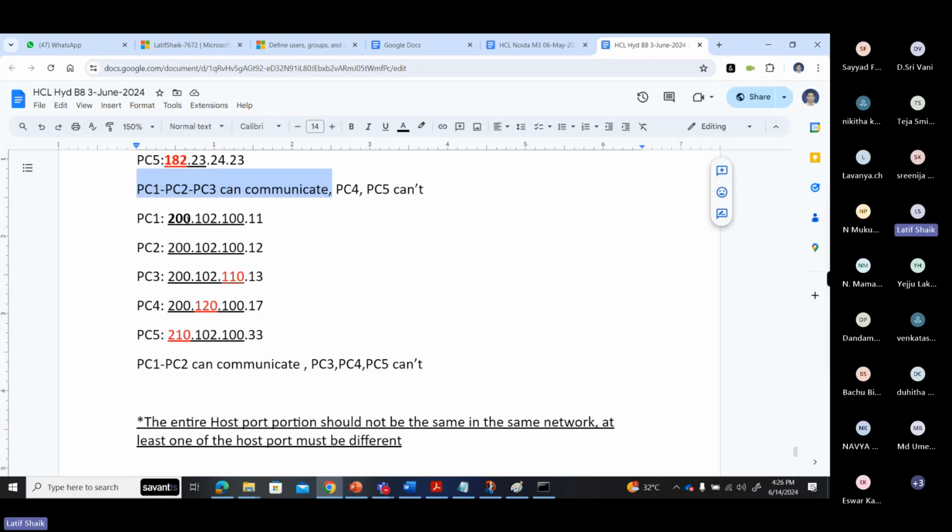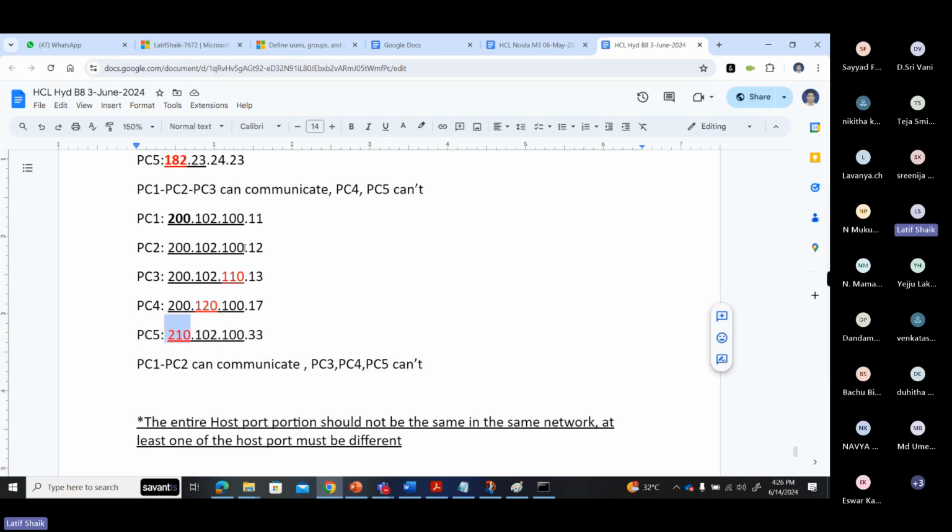And this is class C. The first three portions are network portions. See it? The first two systems have all three portions the same. But if you see here, this is different. The third portion is different. Its second portion is different. Your first portion is different.